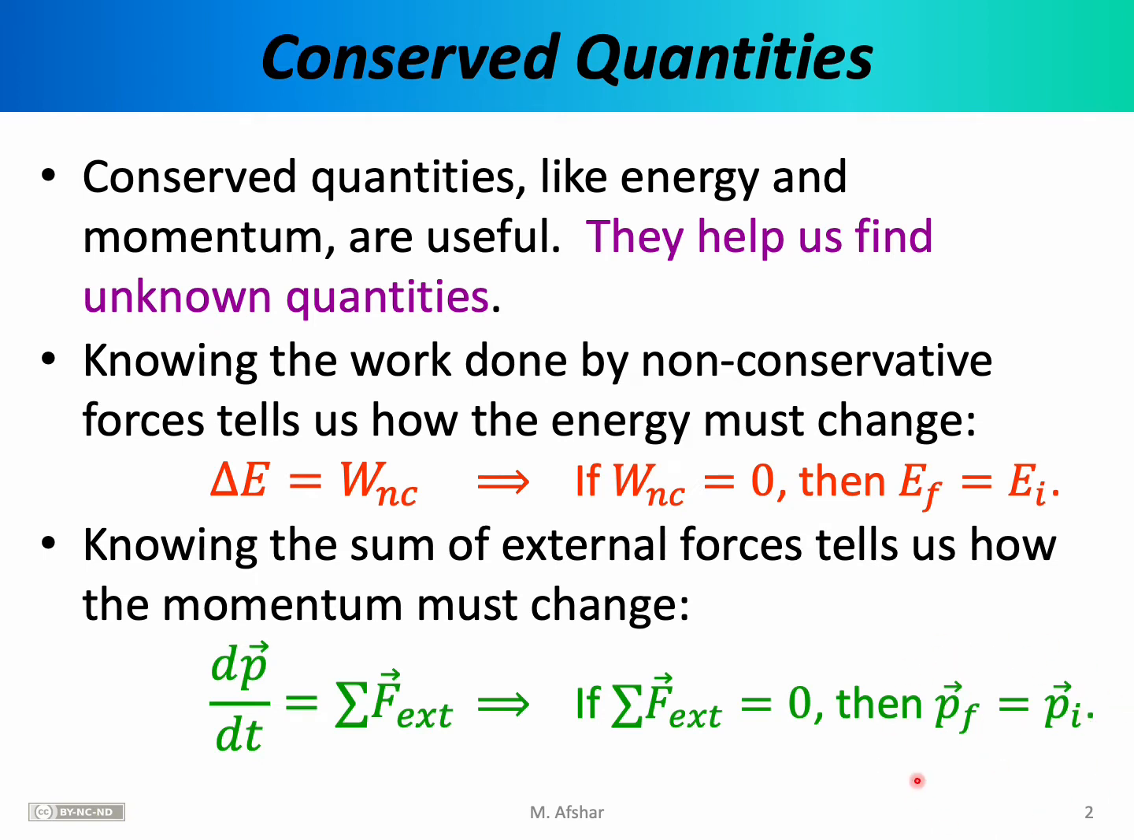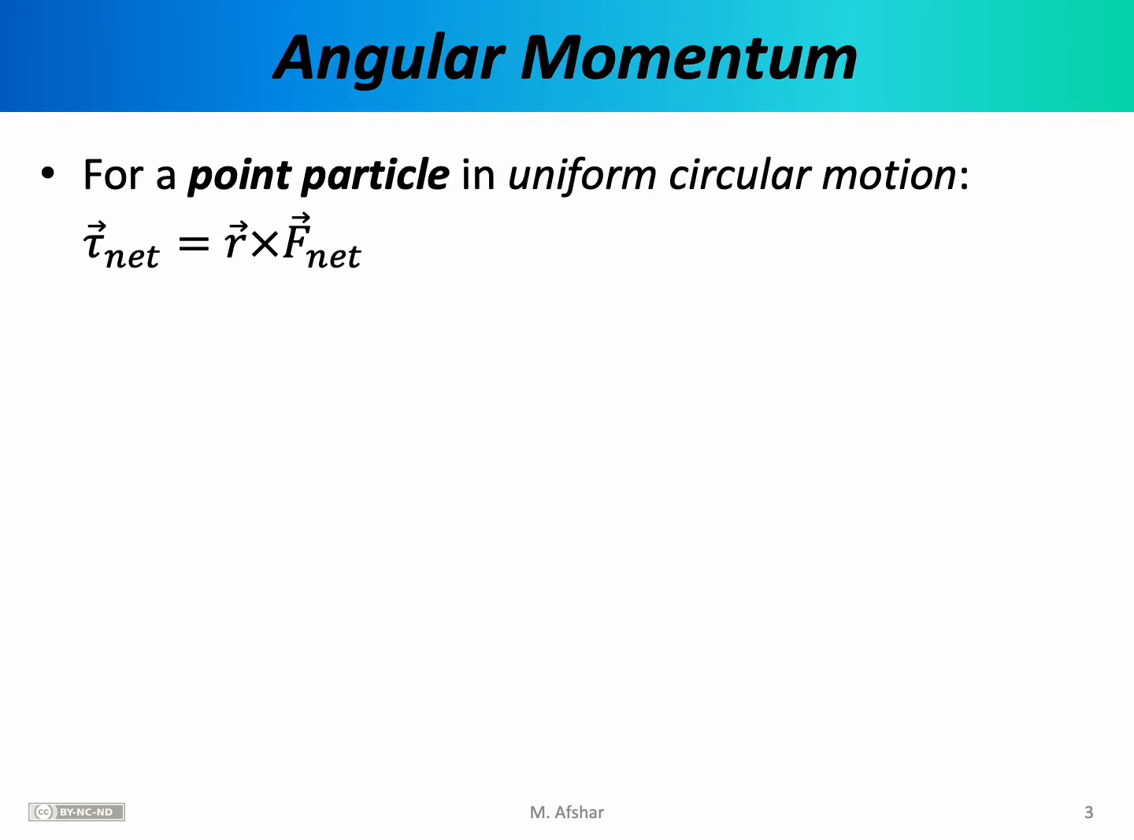Again, this equation gives us predictive power. If we can figure out the initial momentum of the system, we can then figure out its final momentum. And from that, we can calculate things like the final velocity of an object. In this lecture, I'll introduce you to a third quantity that, like momentum and energy, is conserved and therefore is equally useful. This new quantity is called angular momentum.